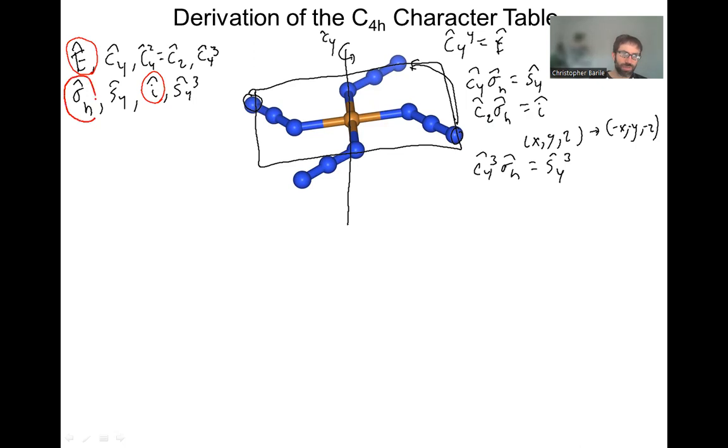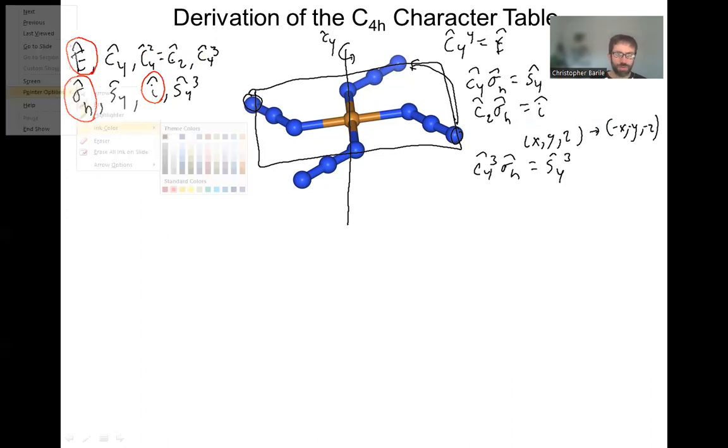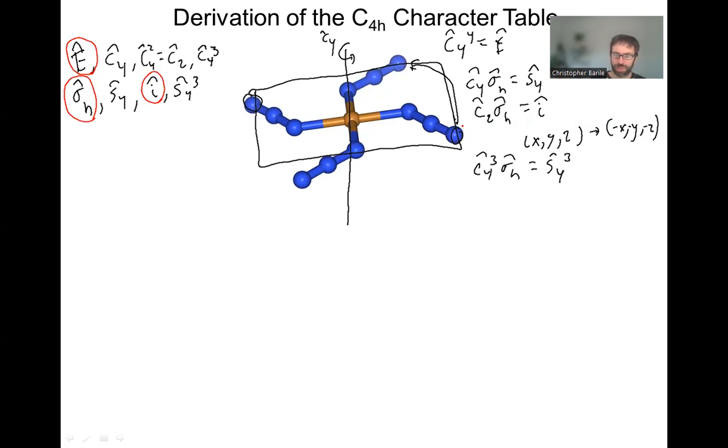Sigma H, this is the only mirror plane, so that's obviously going to be in a class by itself. And S4 and S3, those are the two improper rotation axes. And C4, C2, and C4-3 are rotation axes. So the C2 is pretty distinct from the C4, right? The C2 is doing 180 degrees. It's taking here to here. And so these are definitely going to be in different classes.